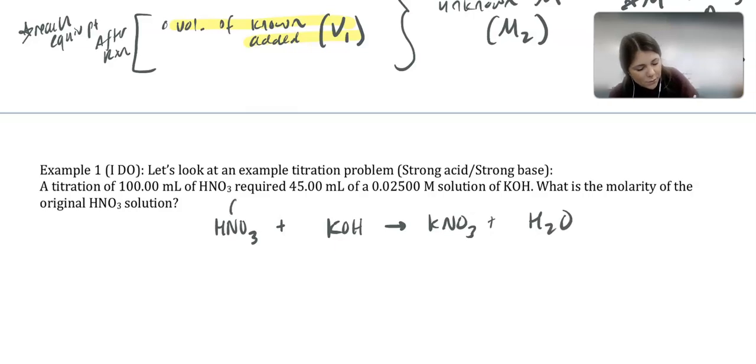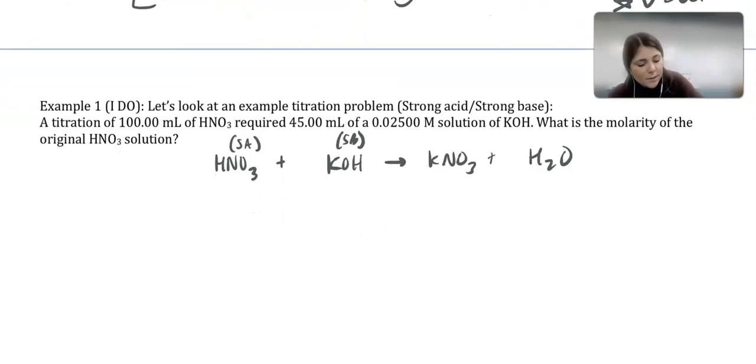So here, HNO3 is a strong acid, because remember we have 6 strong acids. KOH will be a strong base. This is a group 1 metal attached with hydroxide. And so they tell us HNO3, we have 100 milliliters. KOH, we have 45 milliliters that we added, and then here is the concentration. So we want to solve for the concentration of the HNO3.